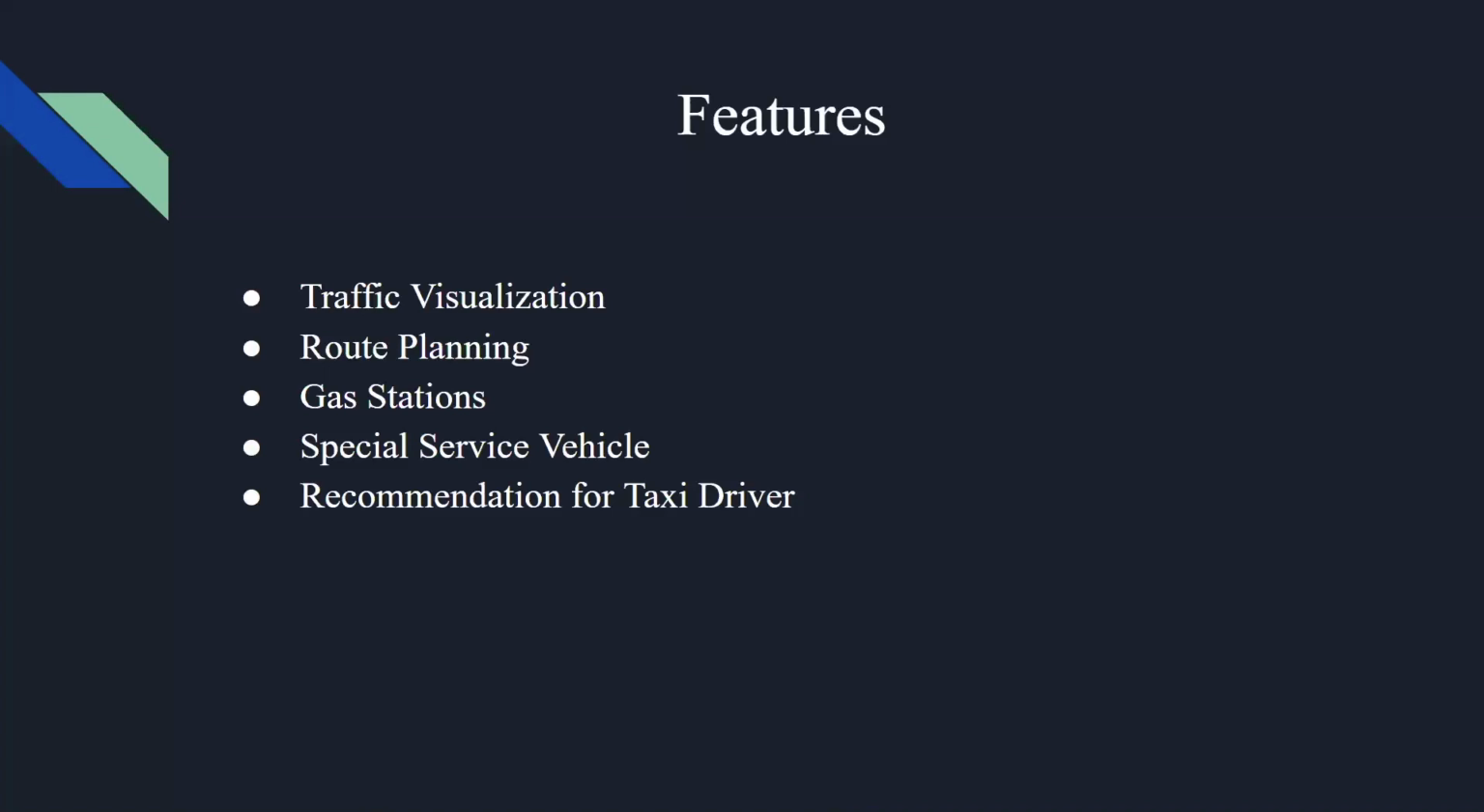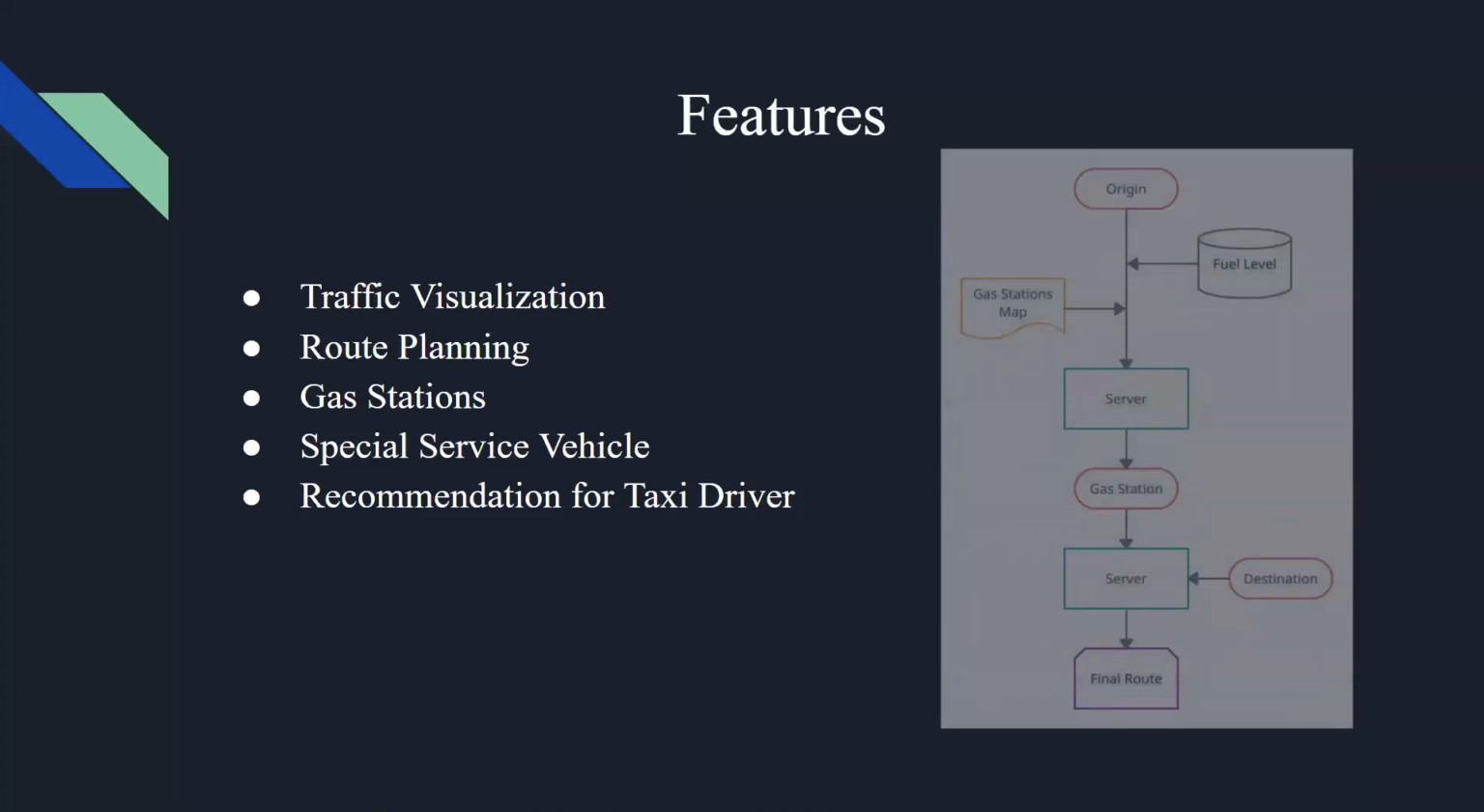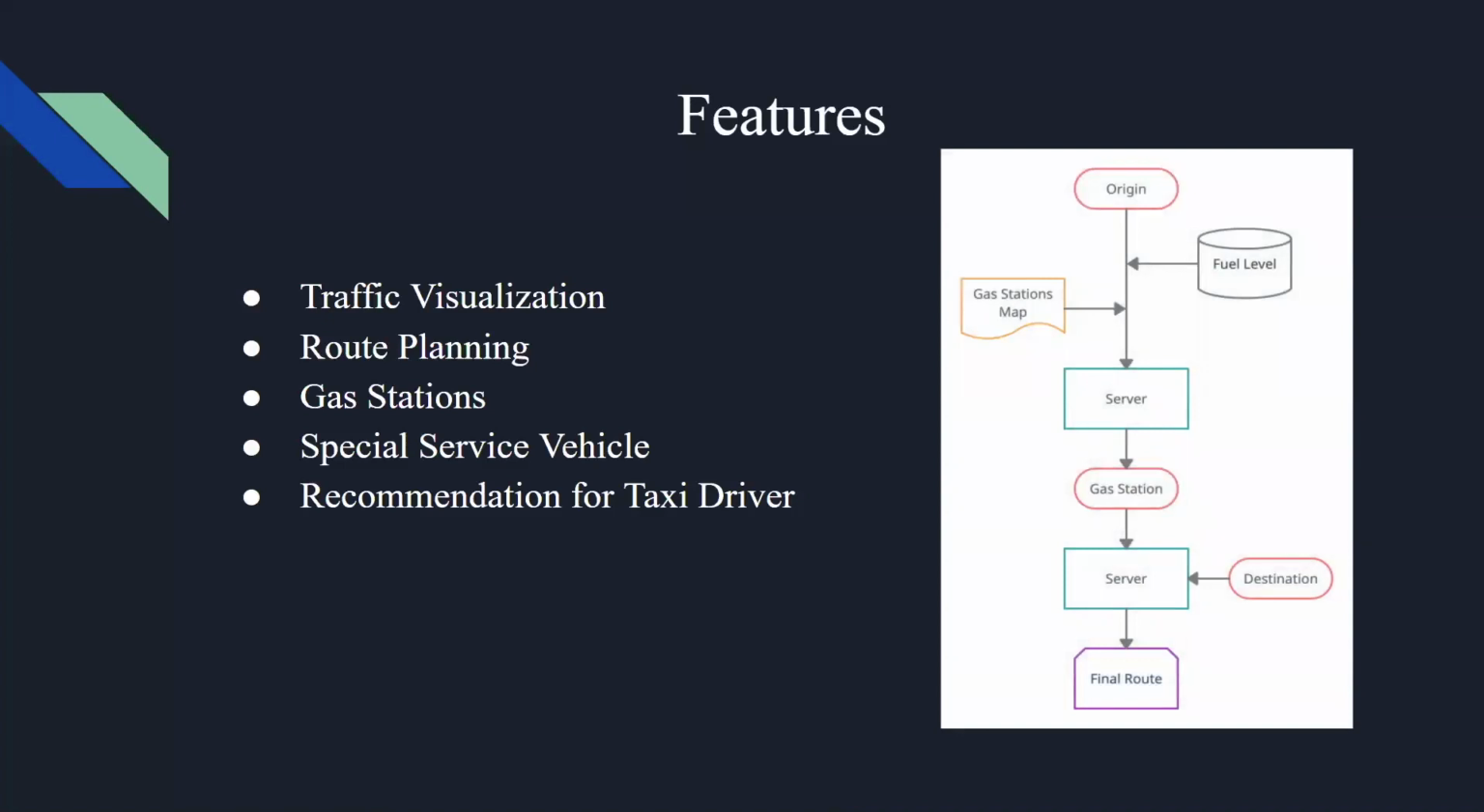Besides basic route planning, our system can automatically find the gas station when the car's fuel level is low. This flowchart illustrates the logistics. We first searched all the gas stations and marked those zones which have gas stations. An algorithm was developed for this gas station route planning.